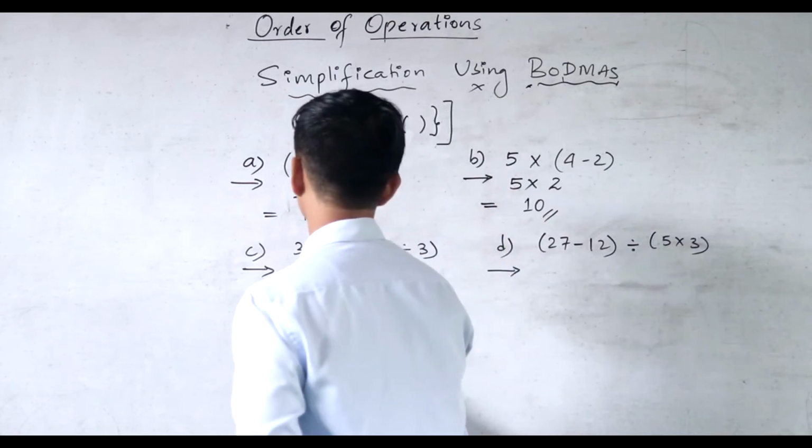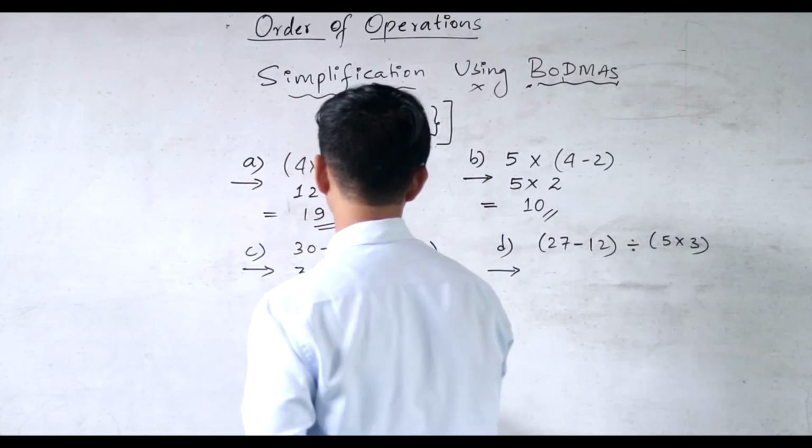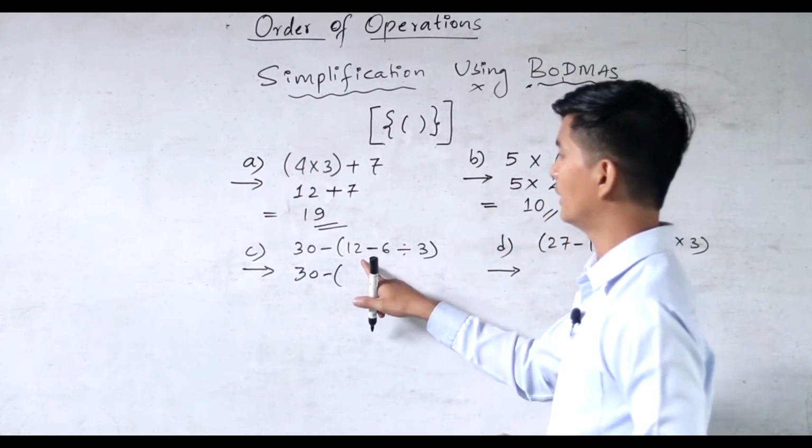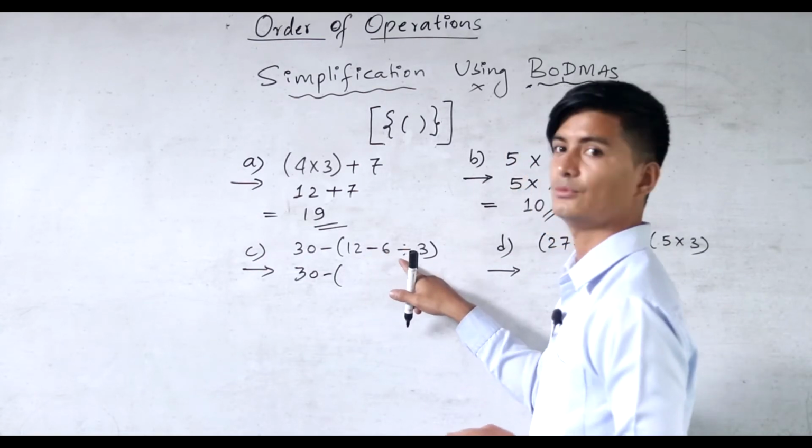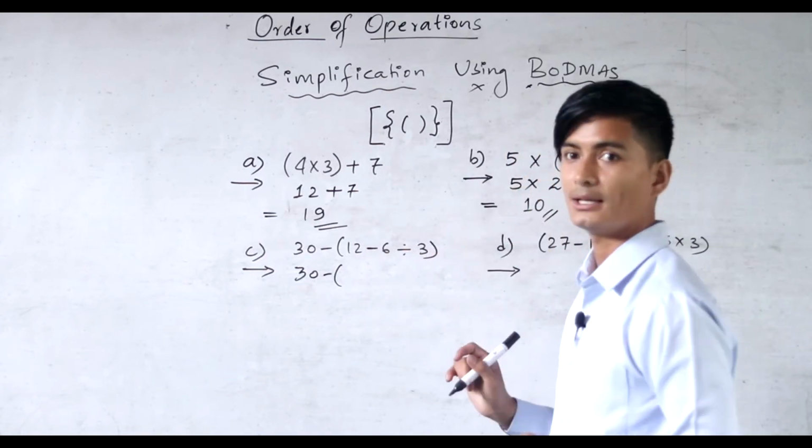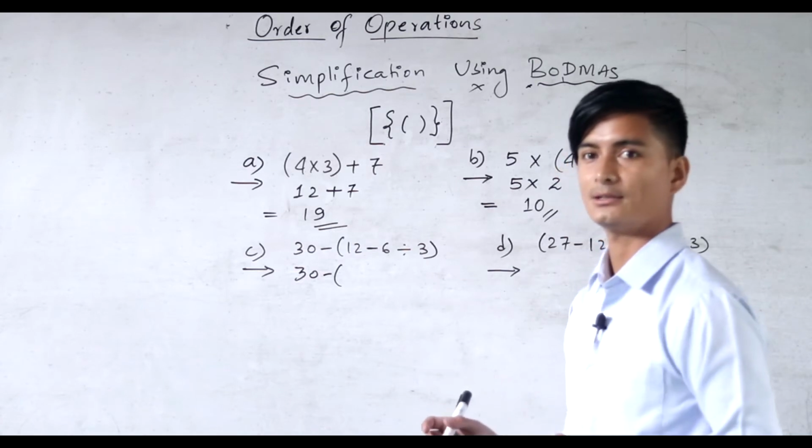So here, first, instead of doing minus, we have to do division, because in DMAS the first rule is that we divide.